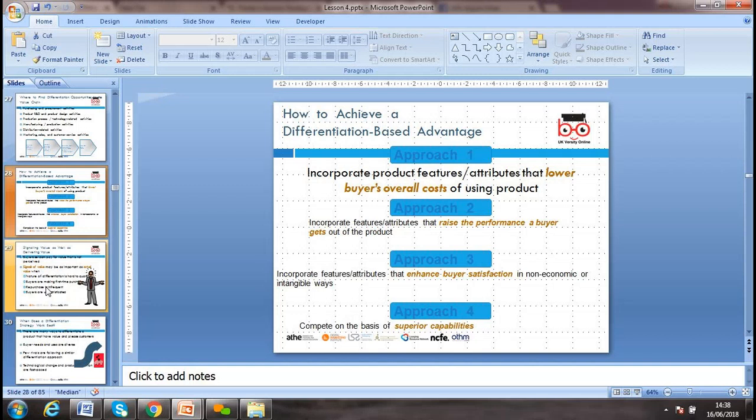Incorporate the features, attributes or rise in performance of the buyer. Incorporate and attribute to enhance the buyer's satisfaction in the non-economic, intangible. Intangible: tangible we can see, intangible we can't see, which doesn't have a physical substance, like goodwill, like your reputation of the product, the image of the product, the coloring scheme of the product, the convenience for the customer. So these are all intangible but create a lot of value, and it's a good image for the organization.